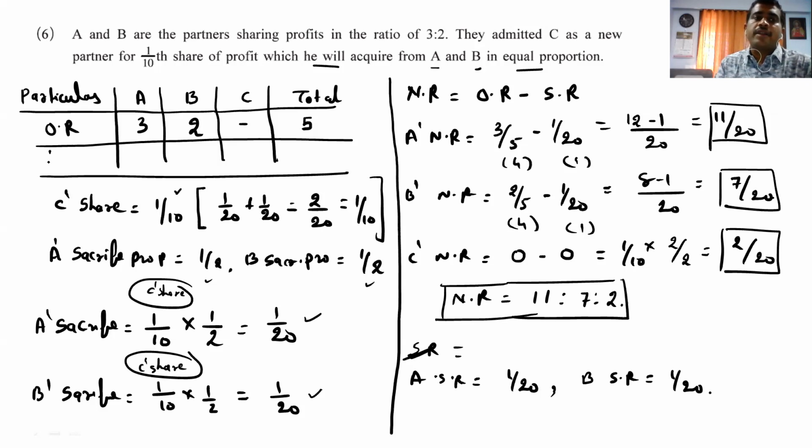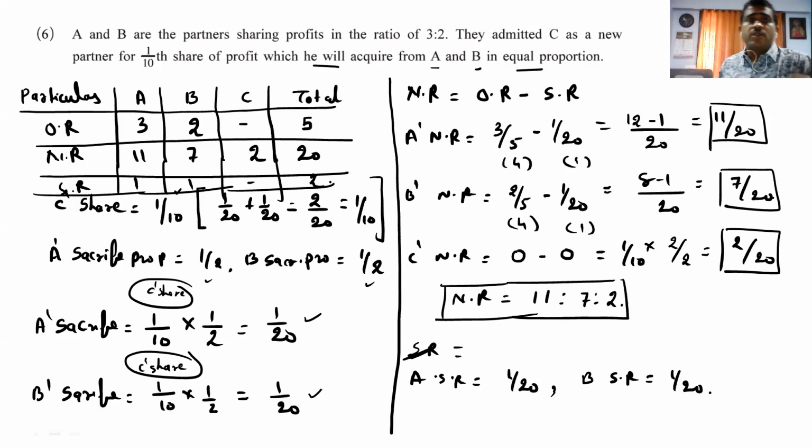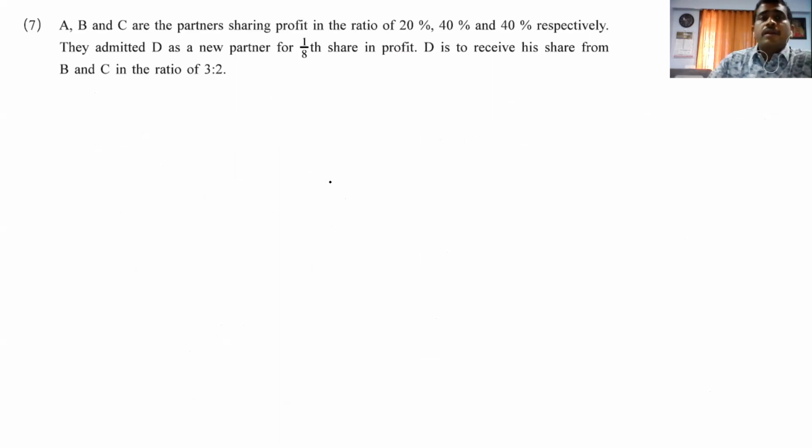So here we can write the new ratio 11:7:2, 20, while we can write the sacrifice ratio 1, 1, total 2 also we can do. So clear, friends? The sixth question, this sum it is. Now let's see the seventh question. Ready?